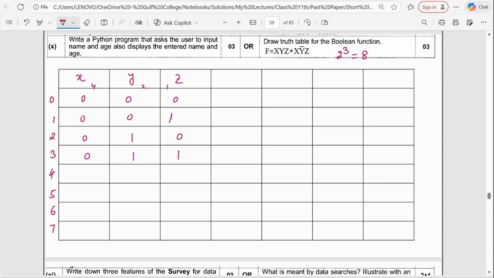Remaining is 0. For 4, you have to just switch on only the fourth. Remaining is 0. Fifth, how will you get 5? 4 plus 1, 5. Remaining is 0. 6, how will you get 6? 4 plus 2, 6. Remaining is 0. 7, 4 plus 2 is 6, plus 1, 7.